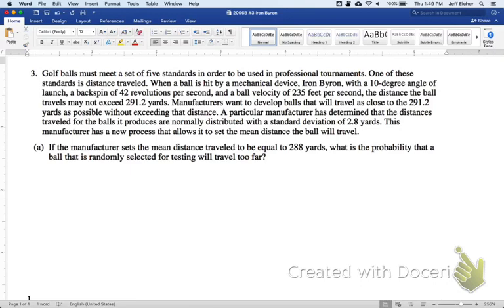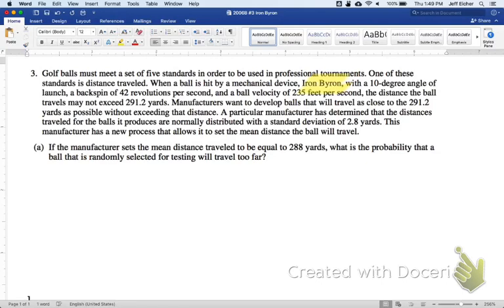We're talking about an exam from way back when, 2006, Form B, and it was question number 3, affectionately known as the Iron Byron, since the Iron Byron right there is mentioned. I'll assume that you've already read the question. Important information to be able to answer part A.